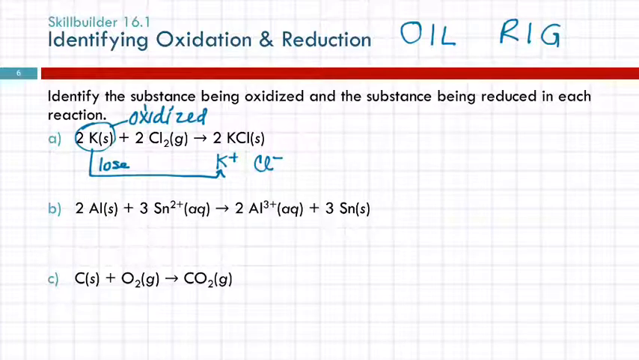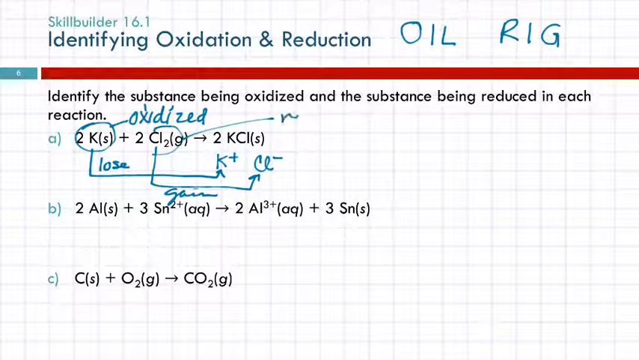We can look at the other one, but we could also just say, well, if this is the thing that's being oxidized, then there's only one other thing. That's the thing that's being reduced. But let's look at it. It goes from 0 charge to -1 charge. That happens by gaining a negative electron. So this one's gaining electrons. That's the thing that's being reduced. Does that make any sense?